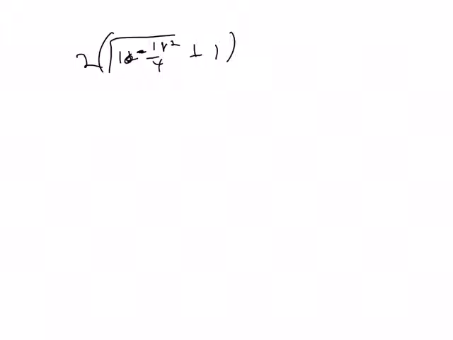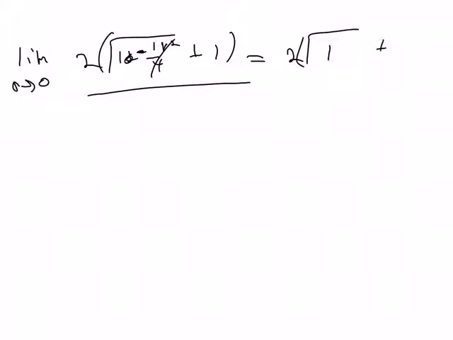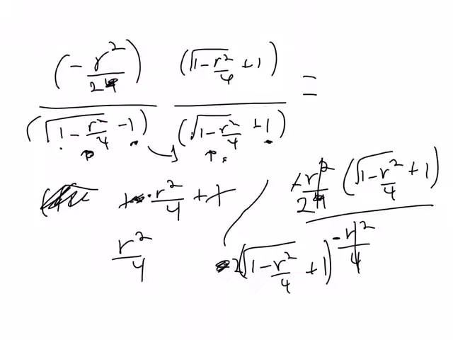Now when we take the limit as r goes to 0 of this thing, this goes to 0, and we just get 2 times 1 plus 1, which is equal to 4. So the limit of this intercept is 4.